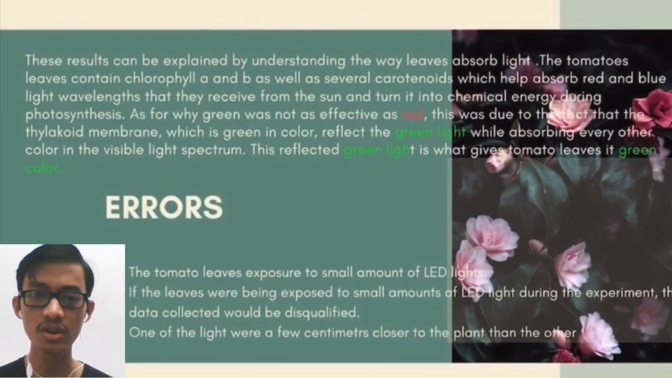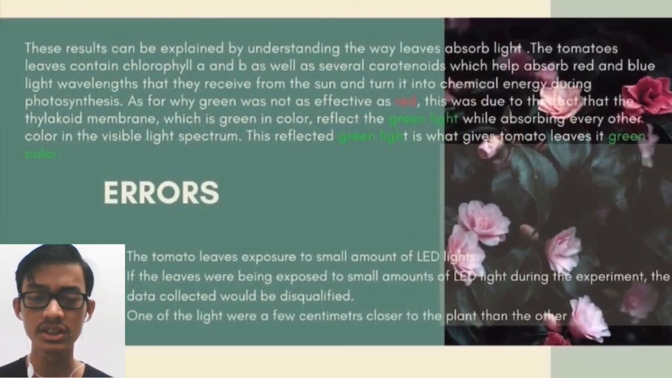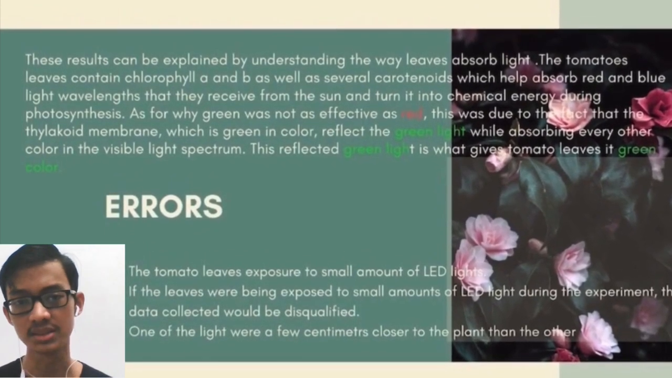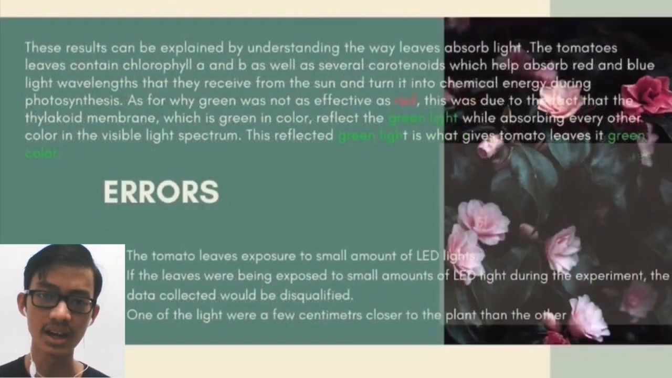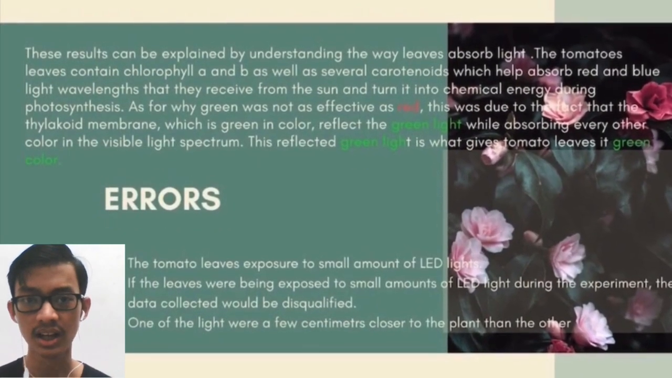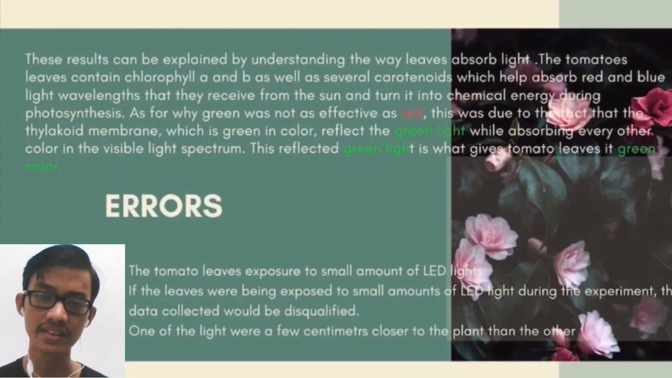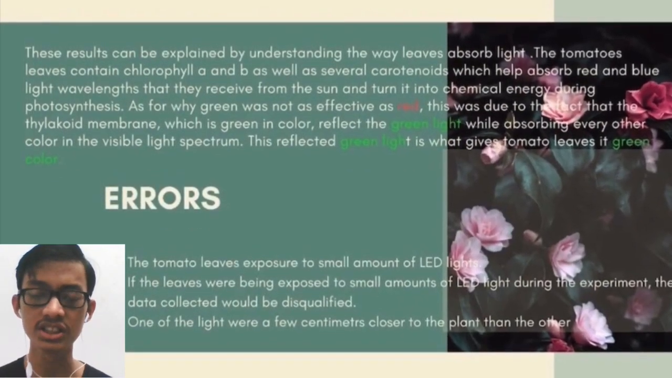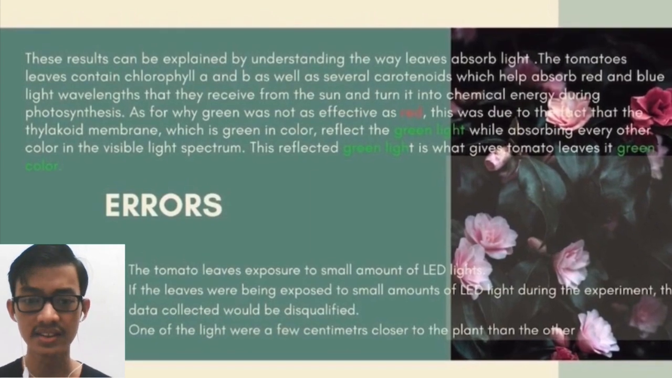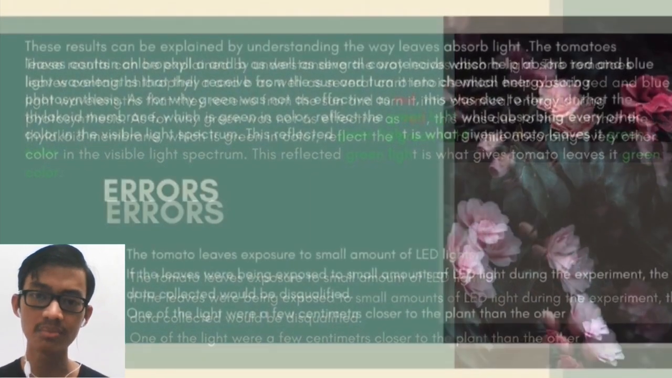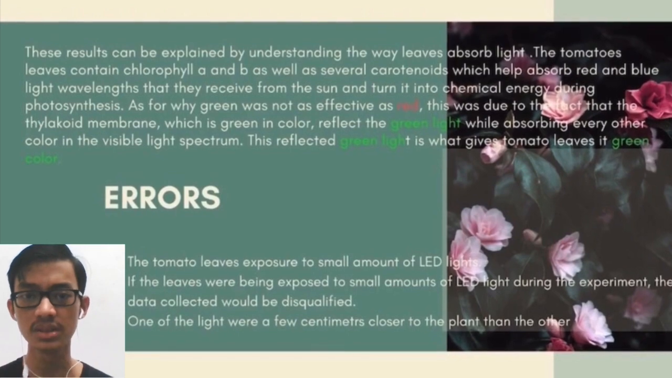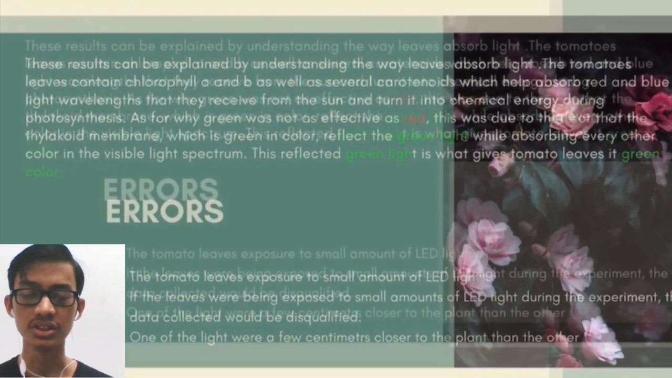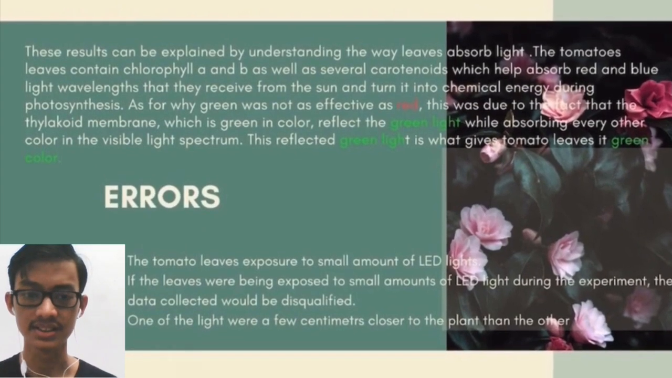Okay, so now we move on to the experimental errors. When we conducted our experiment, there might be some errors that happened during the experimental period. Some errors that might happen are maybe the tomato leaves were exposed to a small amount of LED light. This would lead to disqualified results. Other than that, one of the lights might be a few centimeters closer to the plant than the other. This also can lead to disqualified results.